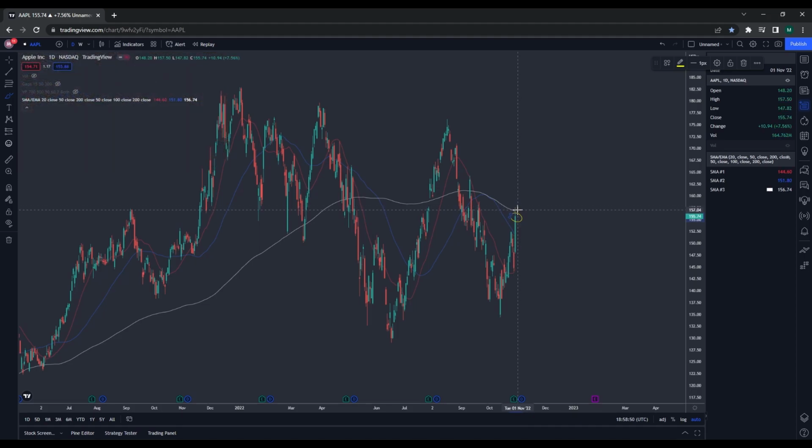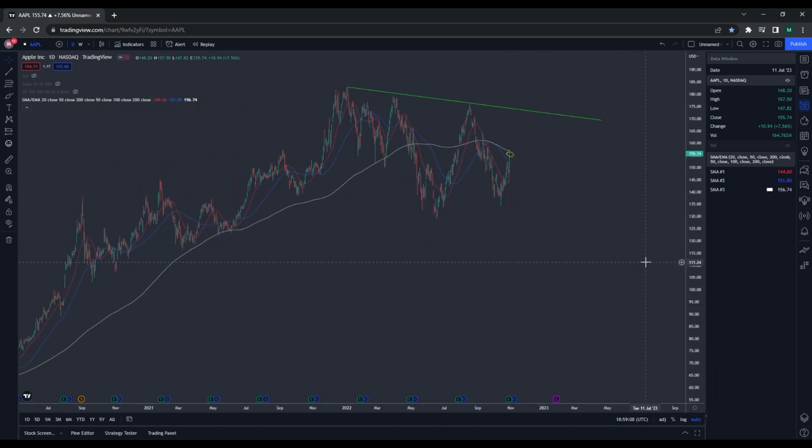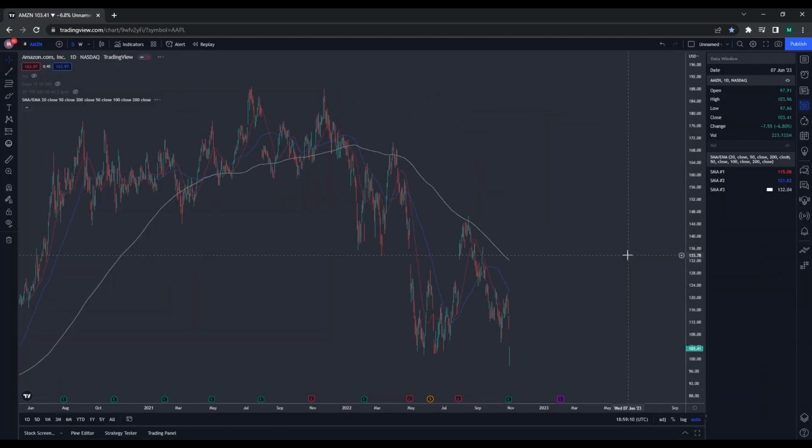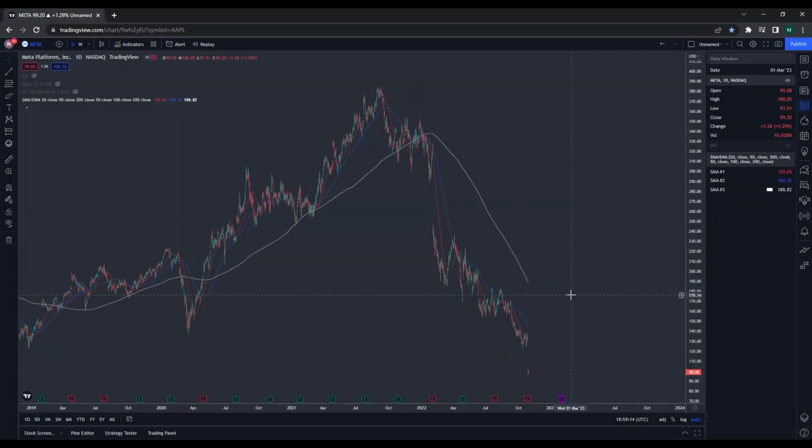I do think that Apple needs to correct, so maybe we can come back up here and test this line. If we break above it, we could test all the way back up to 170. There's a mini gap to fill up here as well at 171. But overall, I do think that in the long term, Apple is going to probably have a larger correction, similar to that of Amazon or Meta. Probably not quite as low as some of these names, just because Apple does have a lot of cash to buoy its balance sheet with all the interest with higher rates.